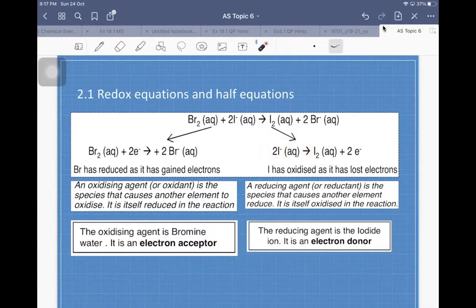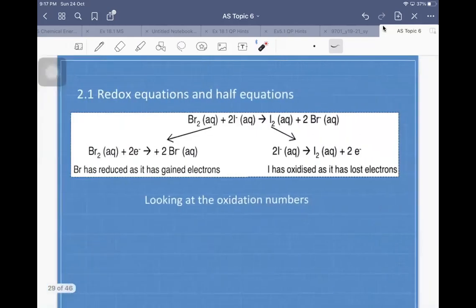An oxidizing agent, sometimes called oxidant, is the species that causes another element to oxidize with itself being reduced. So this is what I was talking about. A reducing agent or a reductant is the species that causes another element to reduce, but itself gets oxidized in the reaction. So it's like you change other people, there's a consequence to yourself. You oxidize other people, yourself will be reduced. And it has to be the opposite. You cannot oxidize other people and then yourself is being oxidized as well. It has to go in the opposite reaction.